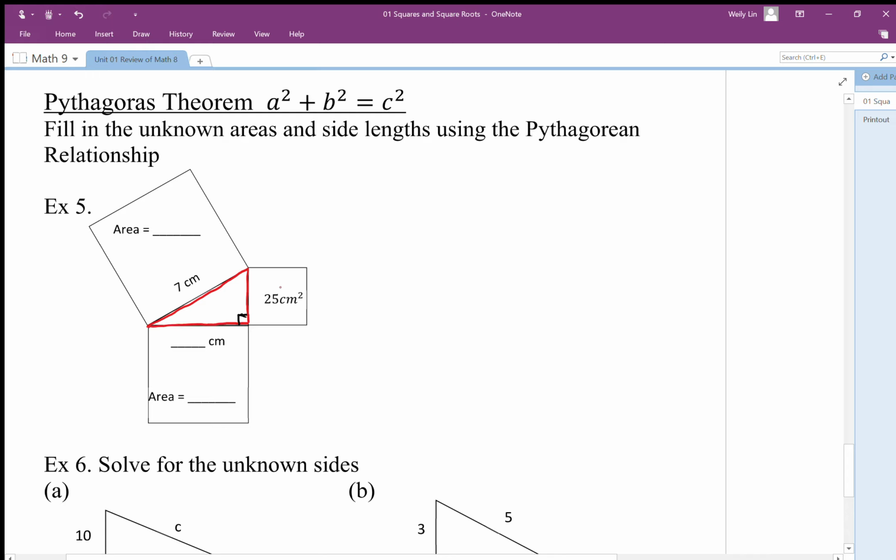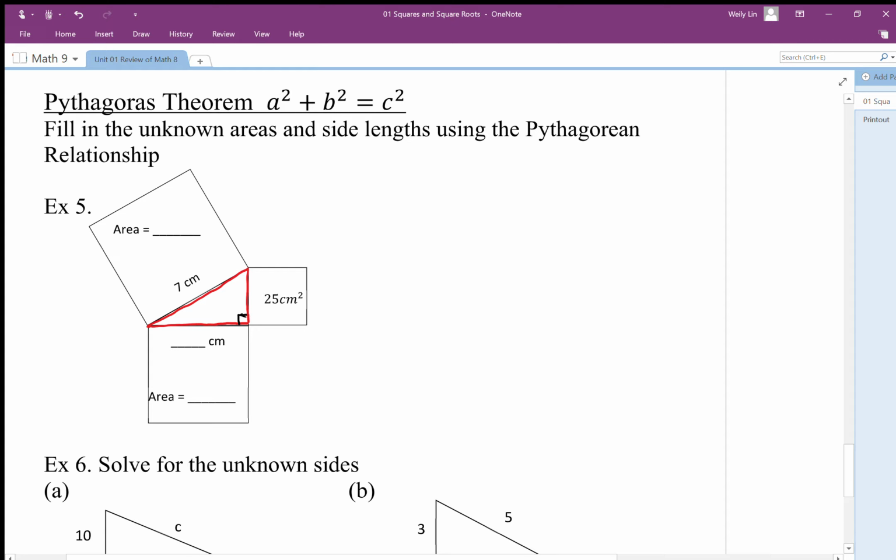One side has an area of 25 centimeters squared, and we don't know the area of the other side. So the area relationship between the three parts. We know that this square area here, and it's again not to do with the side lengths, but to do with the areas, plus this square area here is going to add up to the biggest square area of the hypotenuse.